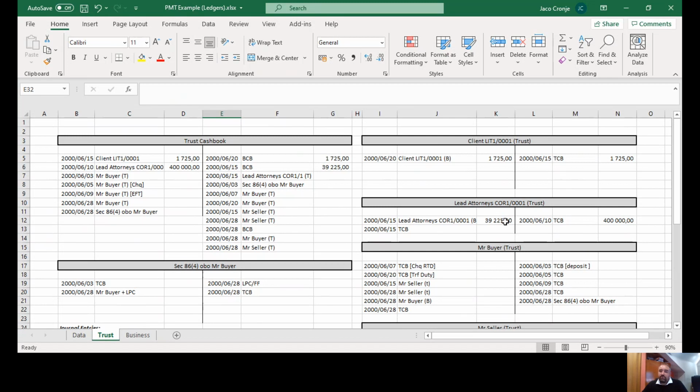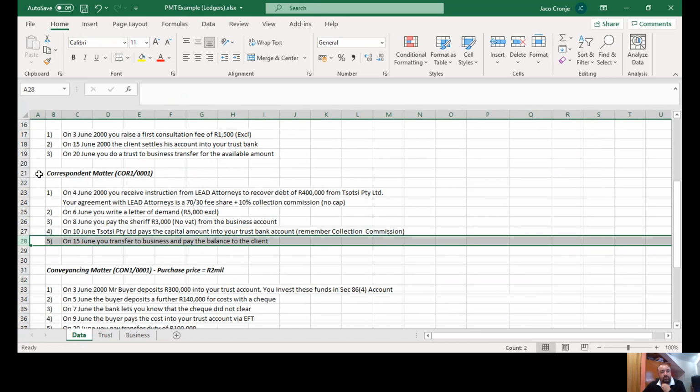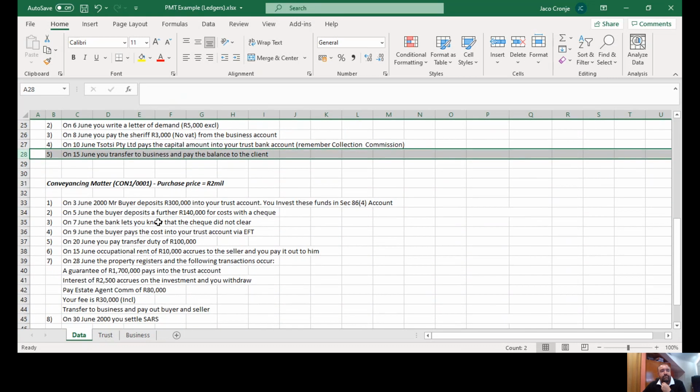So how much do we have left on trust that we can pay out? It's 400,000 less 39,225. So 367.75 is how much I can pay out. So if I pay that out, it will decrease my trust cash book by 360,775, and my debits and my credits match those two amounts. Right. So now we have completely accounted for our correspondent matter.